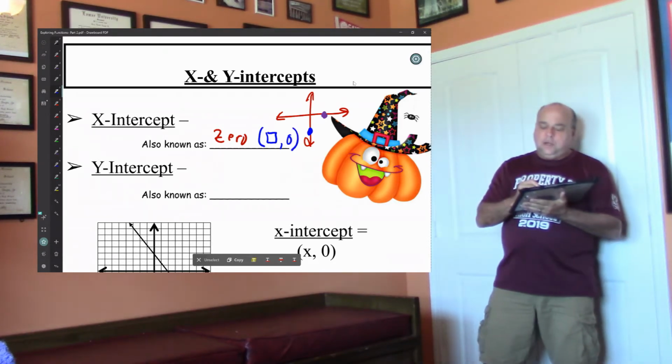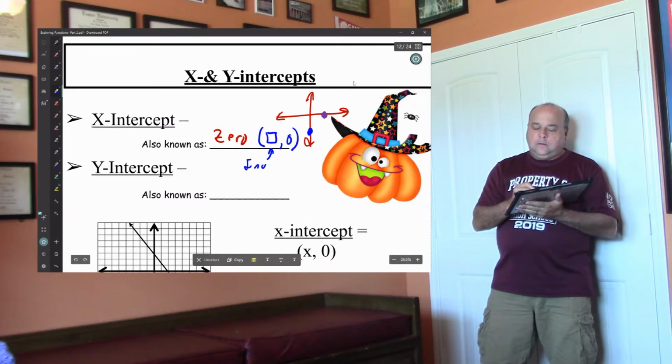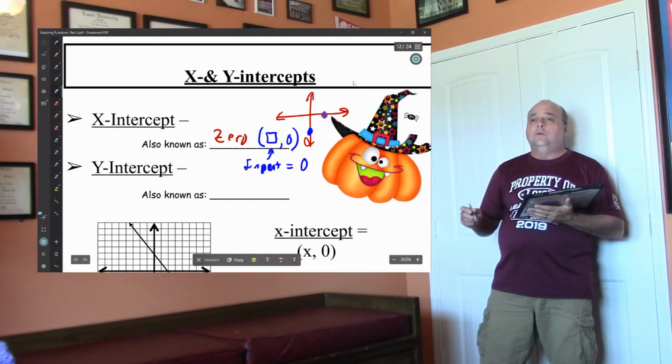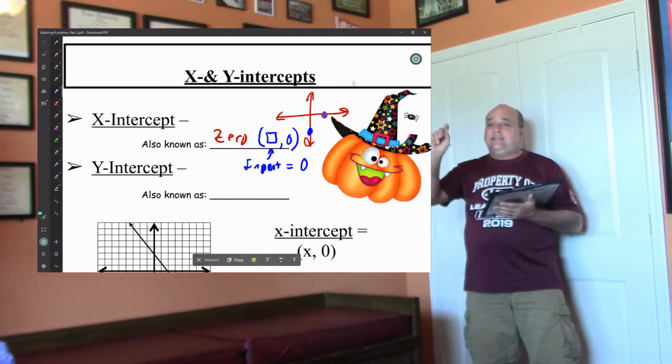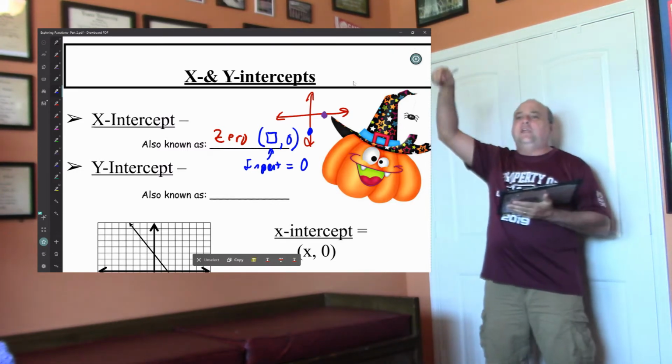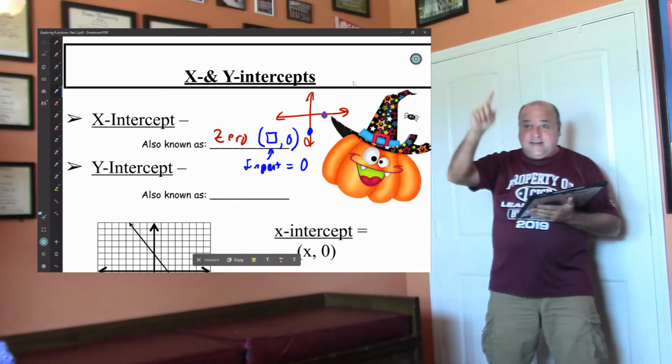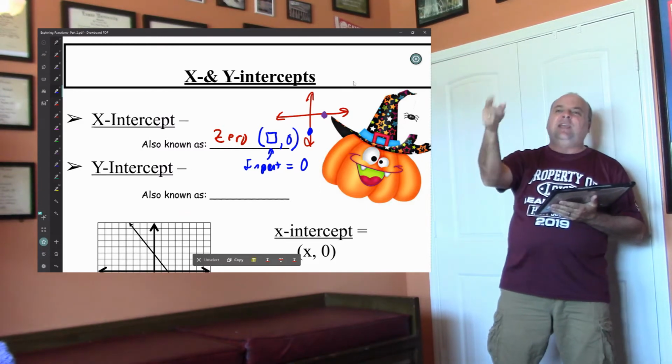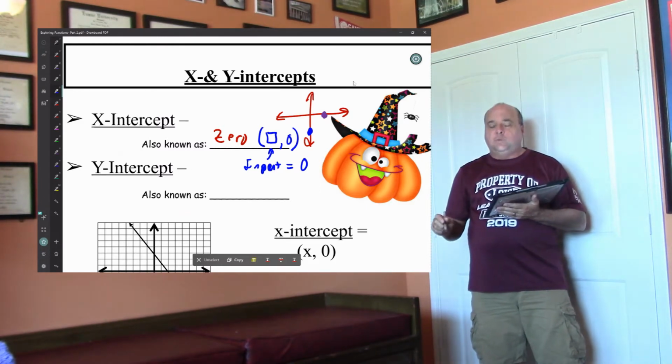That's the input that equals 0. So your 0, your x-intercept, is the number you plug into the equation and pull out a 0. That is a big number. That's going to be the answer to many of the equations we do.